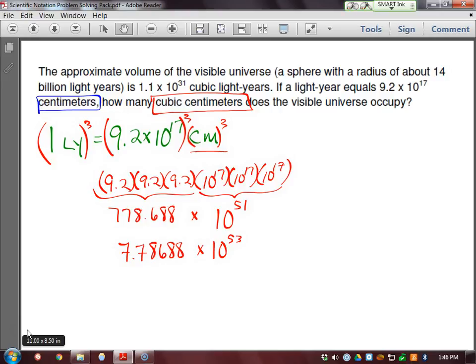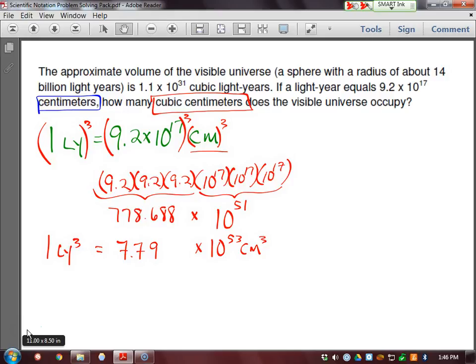And I'm just going to chop this off and call it 7.79. So that is 1 light year cubed is equal to 7.79 times 10 to the 53 centimeters cubed.